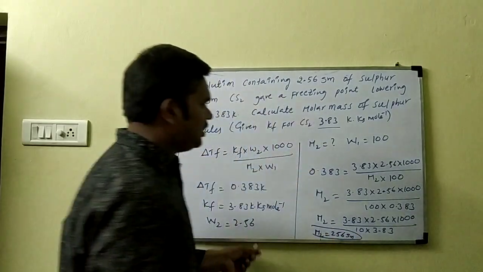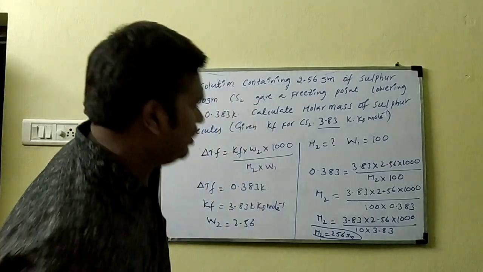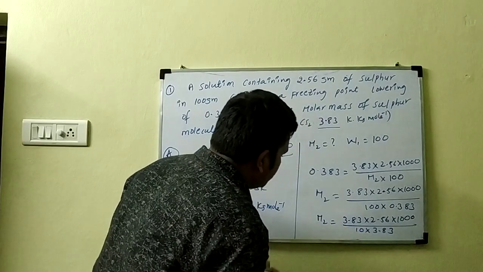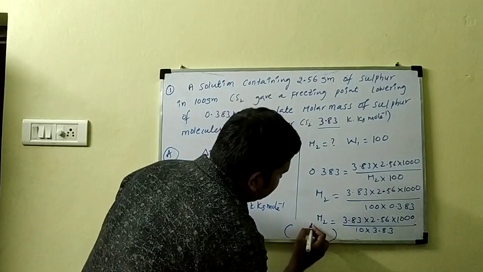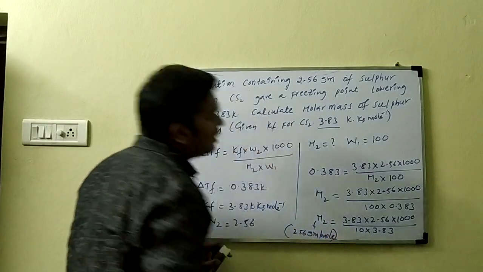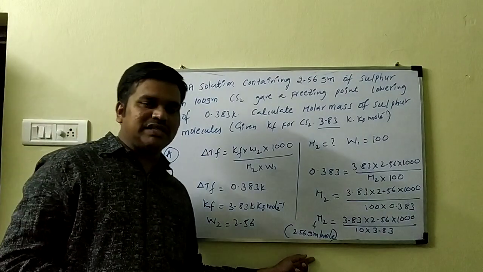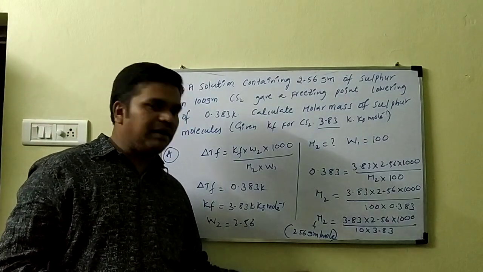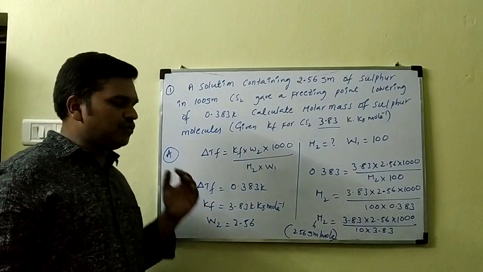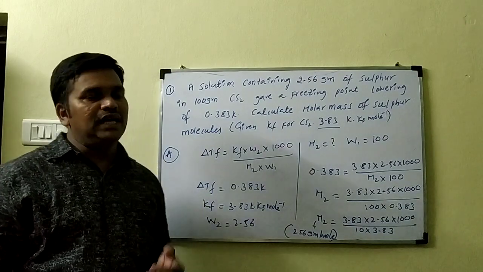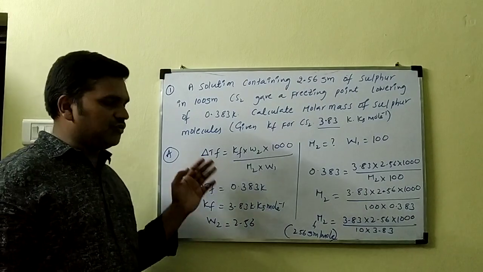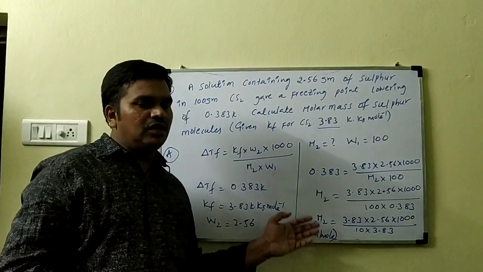That 256 we are writing gram per mole only. What is the M2 value you are getting here? This is 256 gram per mole only. What is the molar mass of the sulfur molecule? 256 gram per mole. So this is the answer for this question. Very important, as already told you: get the information clearly, then substitution of the values, writing of the formula, and answer with units.